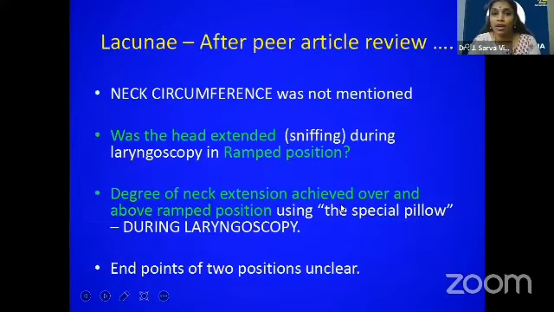So the lacunae now, as we see after reviewing all the peer articles, we mentioned earlier that neck circumference was not mentioned. That bias has to be ruled out. And there were other questions that need to be clarified. Was the head extended during laryngoscopy in the ramped position? Was the patient placed in a sniffing position also when laryngoscopy was done in such patients? And what was the degree of neck extension achieved over and above the ramp position using the special pillow during laryngoscopy? So the endpoint of these two positions are still unclear. If that is all made clear, then we can come to a better conclusion.